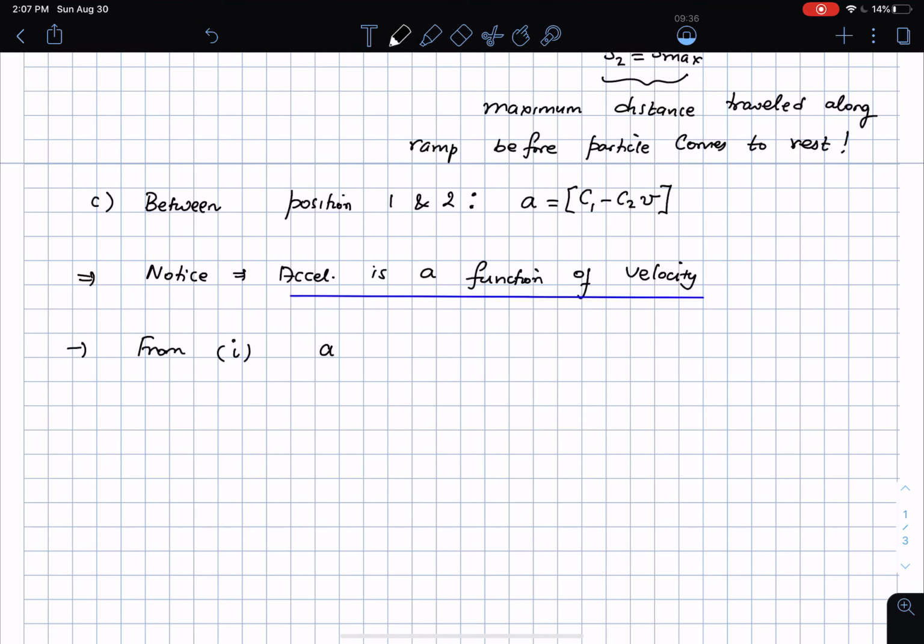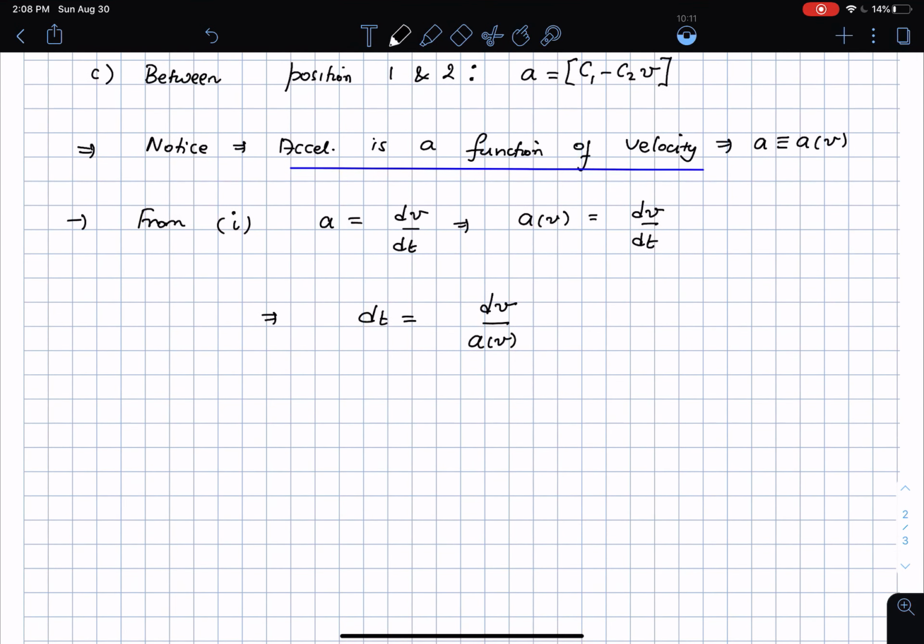From equation 1, I have a is equal to dv by dt, but then a is a of v, which means that a of v is equal to dv by dt. When I cross multiply, since acceleration is a function of velocity, I have to bring it to the denominator on the term containing dv, and I bring dt to the other side. So this tells me that dt is equal to dv by a of v, which means that I can now integrate this.